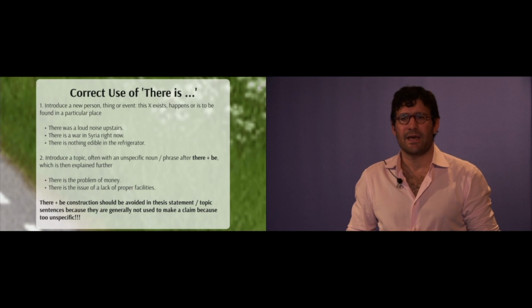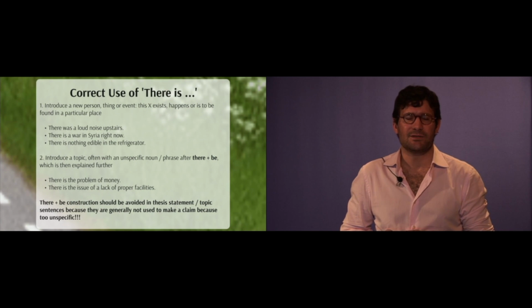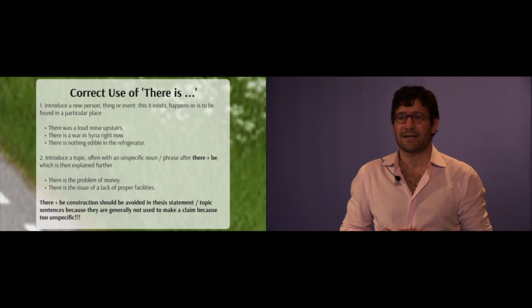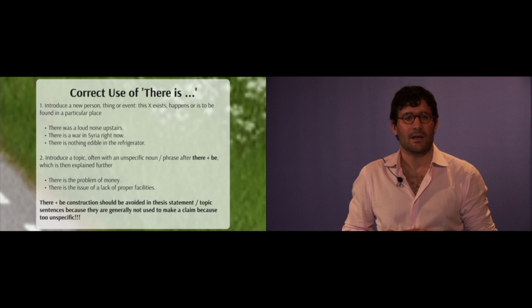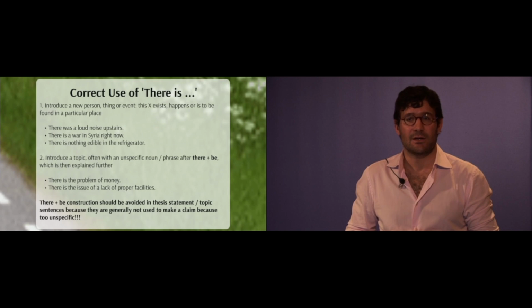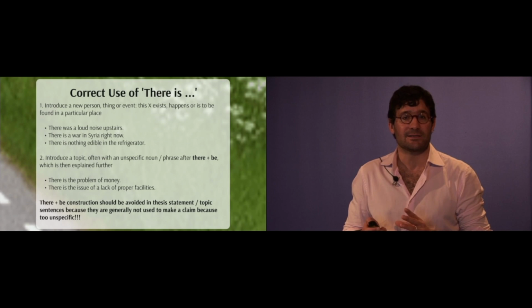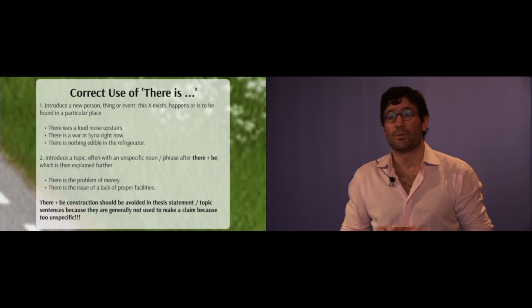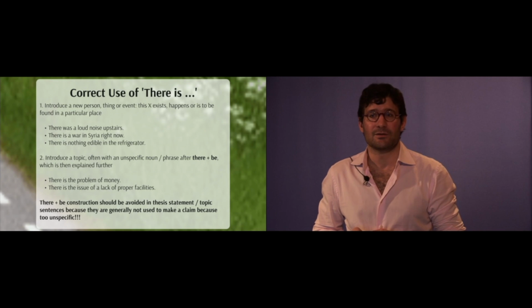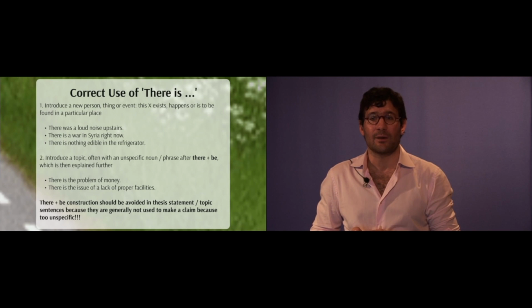You use it in two cases. In the first case, you use it to introduce a new person, thing, or event, and you say this X exists, happens, or is to be found in a particular place. There was a loud noise upstairs. So this event, this loud noise upstairs, is happening. There's a war in Syria right now. There's a war that exists and is going on right now in Syria.